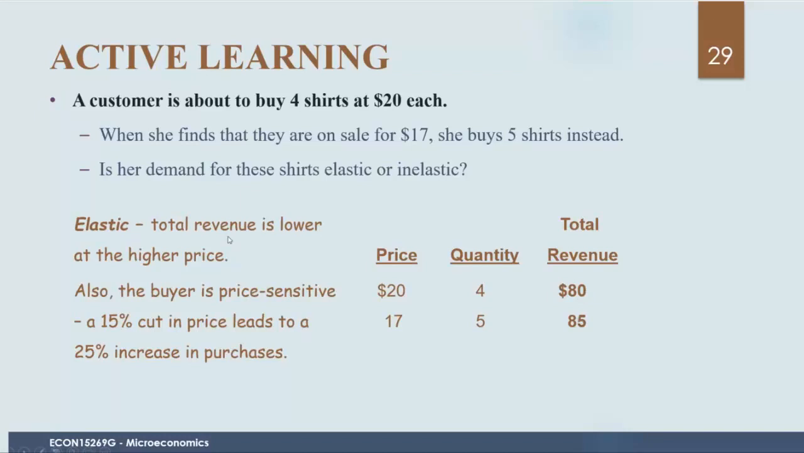Okay. Also, we can just think of the percentage changes. The percentage change in the price is 15%, but the percentage change in the quantity is 25%, right? So if we compare 17 and 20, that percentage change is 15%, and the percentage change between 4 and 5 is 25%, so we know that it's elastic.